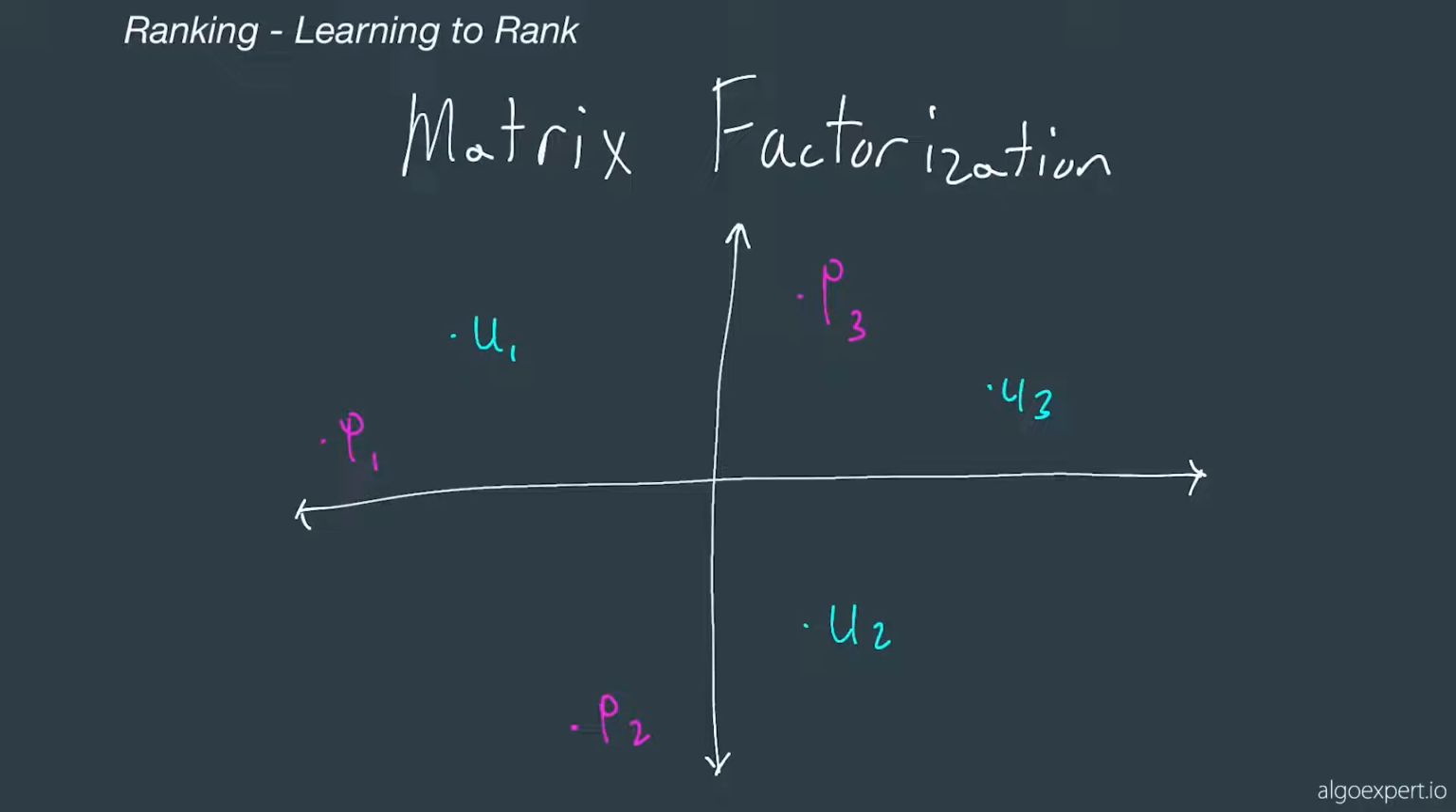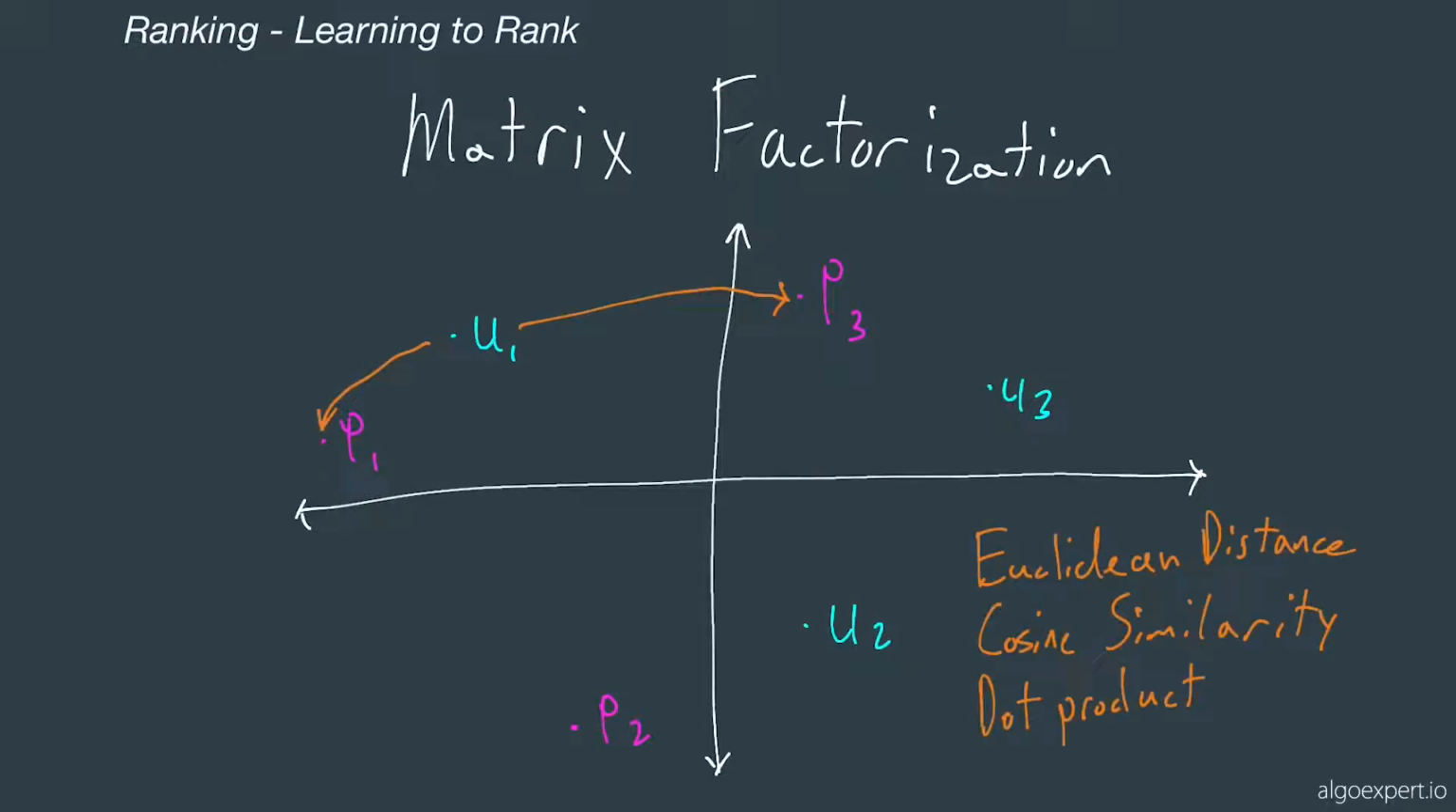Okay, so how do we get our top K from this? Well, let's say that we want to generate top K for user 1. Well, what we can do is get the closest adjacent posts to this user. By closest, we can use Euclidean distance, we can use cosine similarity, and we can even use the dot product. So here, our top K posts, or our candidates, will be post 1 and post 3.